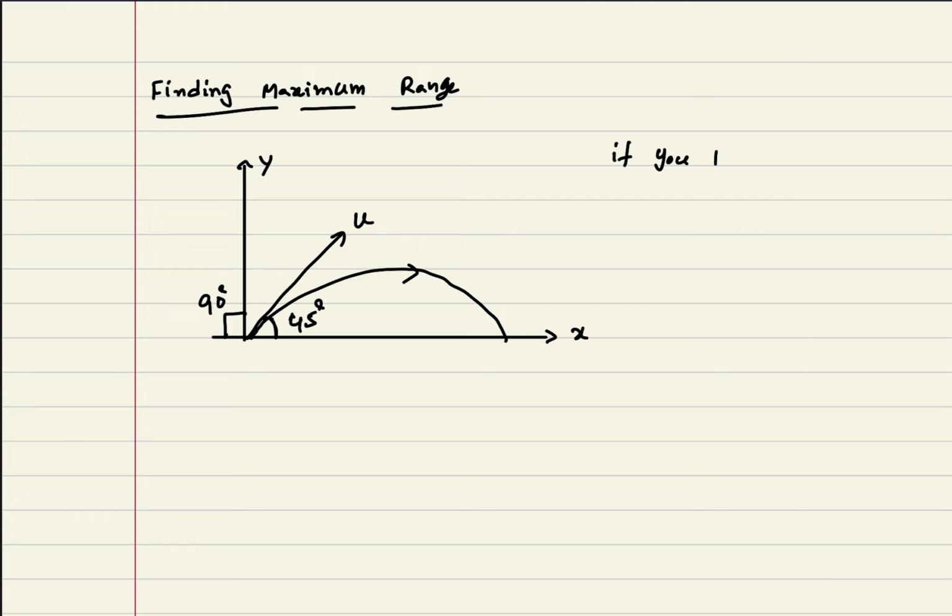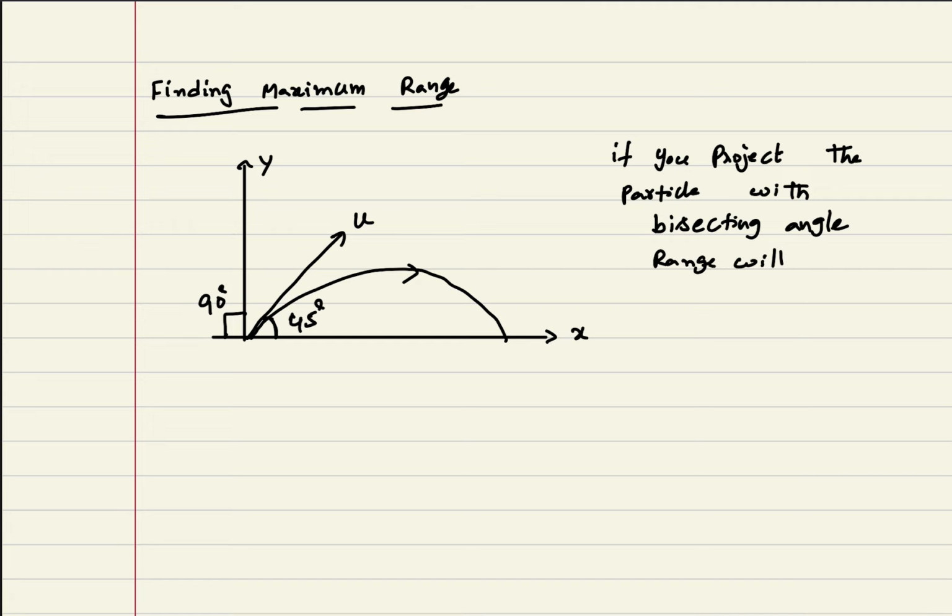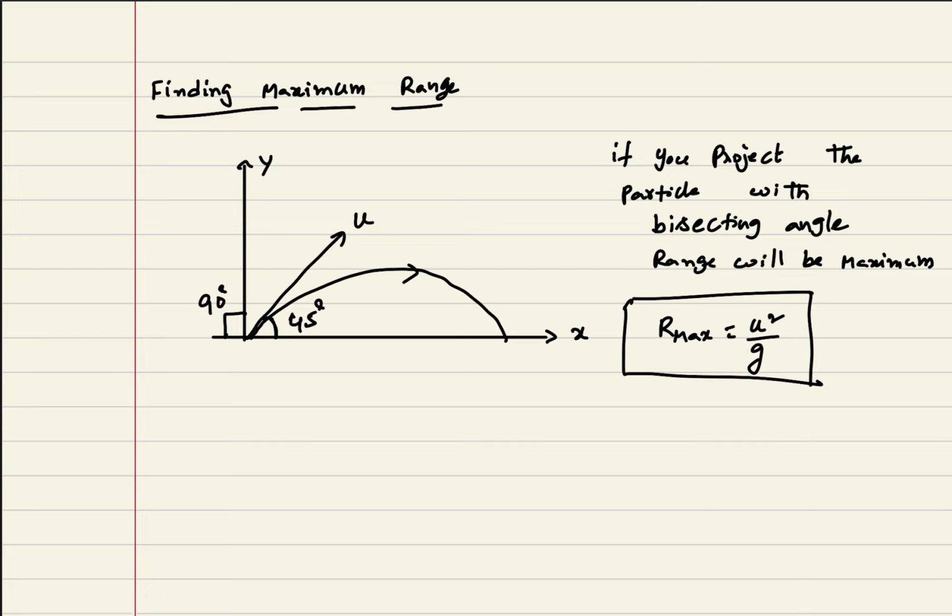If you project the particle with the bisecting angle, the range will be maximum. Here the maximum value of R you will get is u square divided by g. This is my maximum range, and it is at theta equal to 45 degrees only that you will get this.